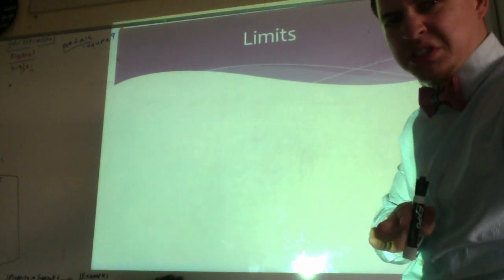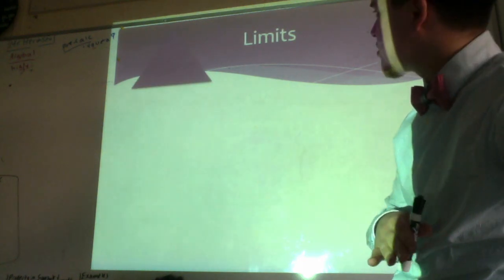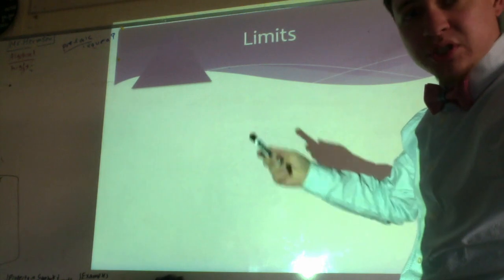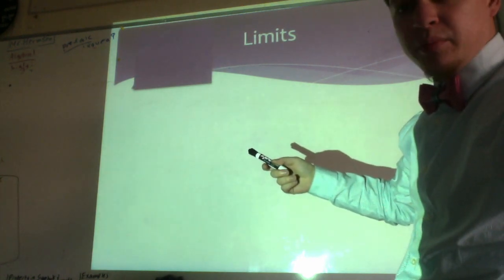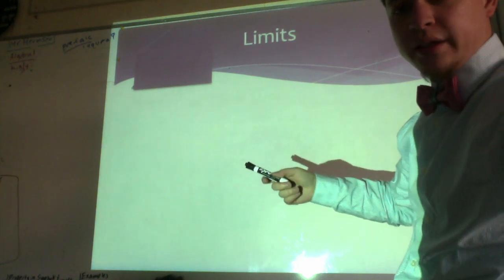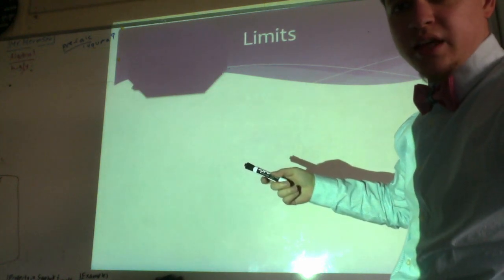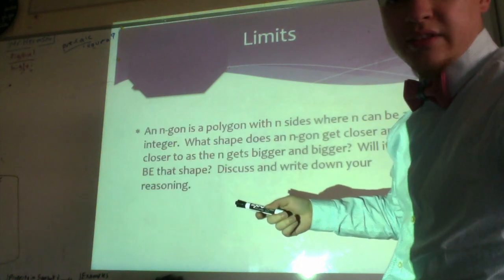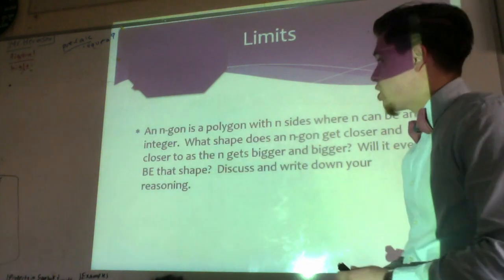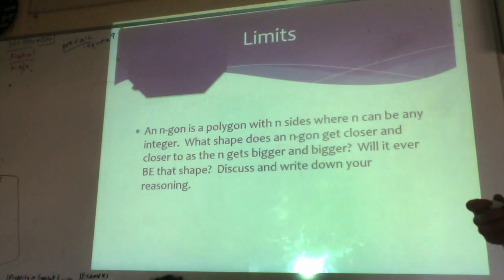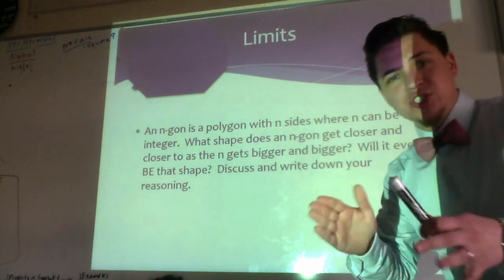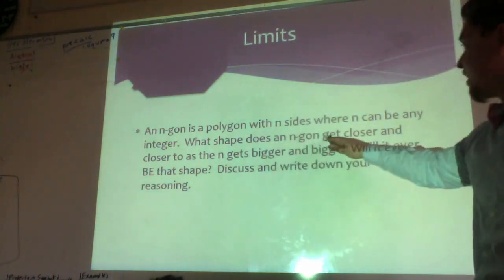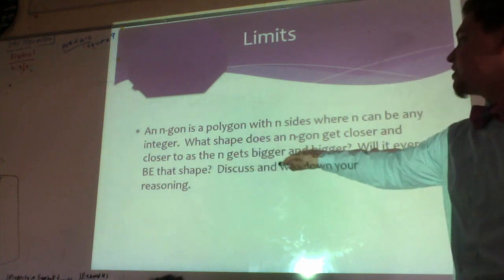You don't need to pause the video just yet. So, limits. Our first shape, it's kind of hard to see, but it was a triangle. Next, it was a square, and then a pentagon, and then 8 sides. So, an n-gon is a polygon with n sides where n can be any integer. What shape does an n-gon get closer and closer to as the n gets bigger and bigger?